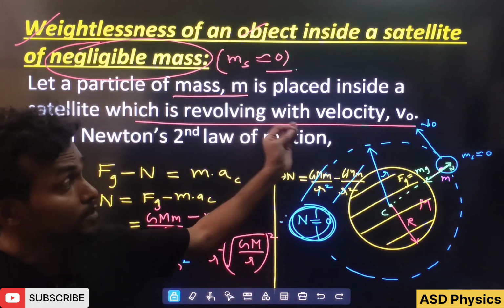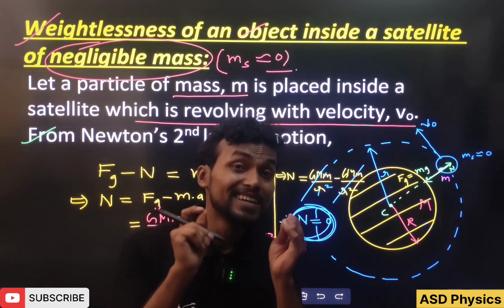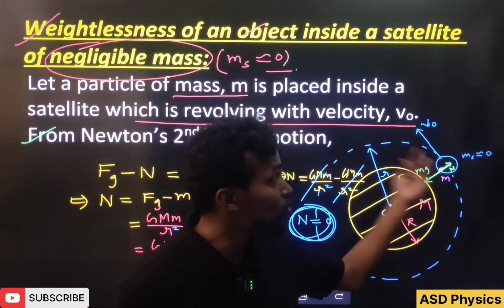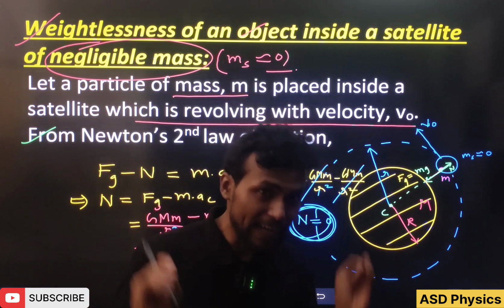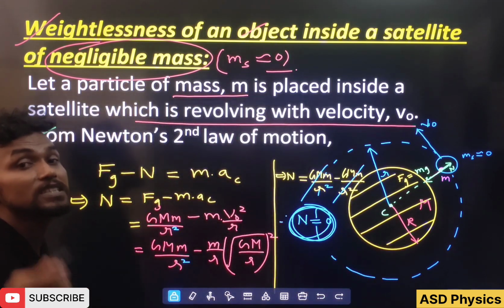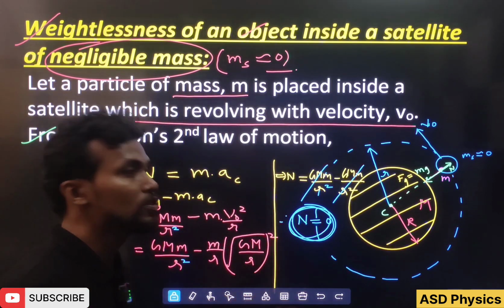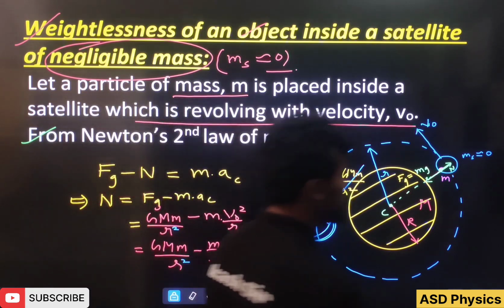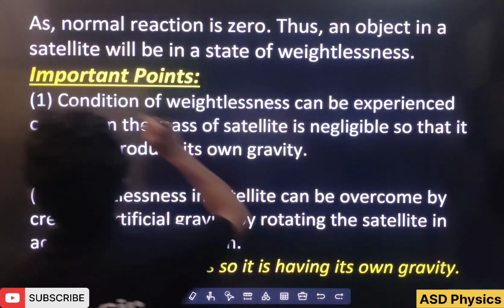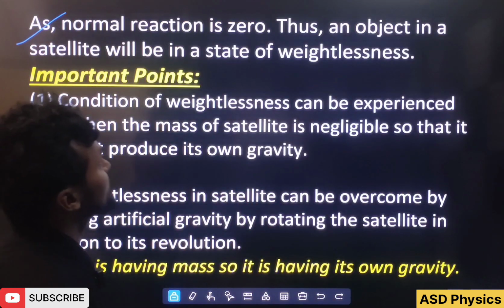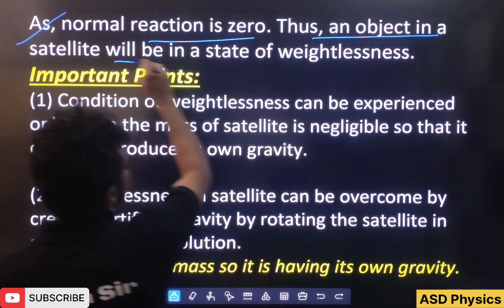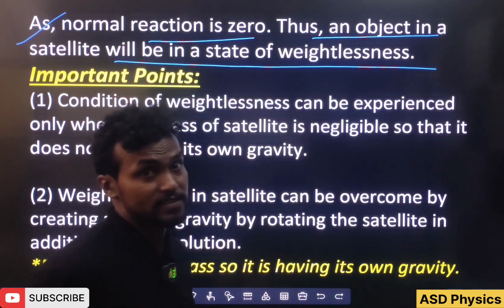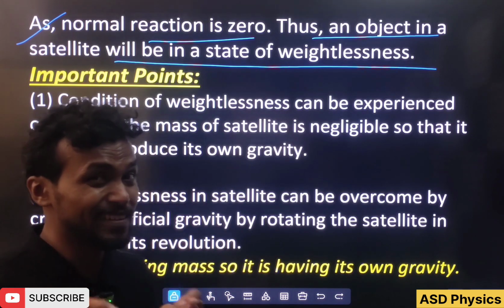That means if the mass of the satellite is negligible, and we put any object inside that satellite, it will not experience any kind of weight. That means it will be in a weightless situation. So the normal reaction is coming 0. Okay. So that is only what we have to see here. See, as the normal reaction is 0, an object in a satellite will be in a state of weightlessness. A weightless satellite.